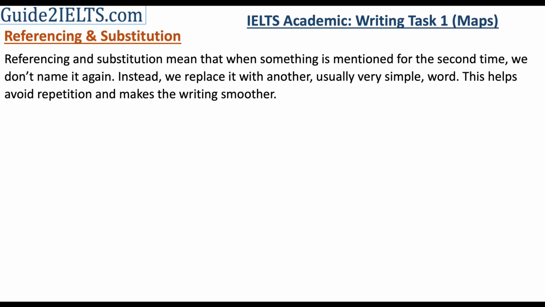Next is referencing and substitution. These are important parts of cohesion and coherence criteria in your IELTS writing assessment. Referencing and substitution mean that when something is mentioned for the second time, we don't name it again. Instead, we replace it with another, usually very simple word. This helps avoid repetition and makes the writing smoother. Let's look at a few examples.